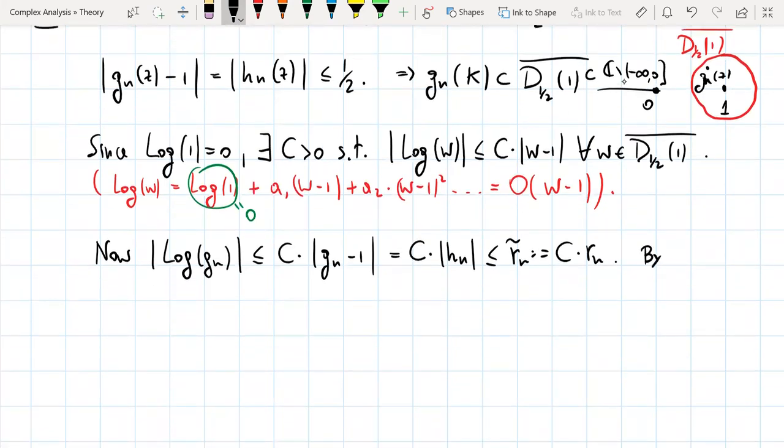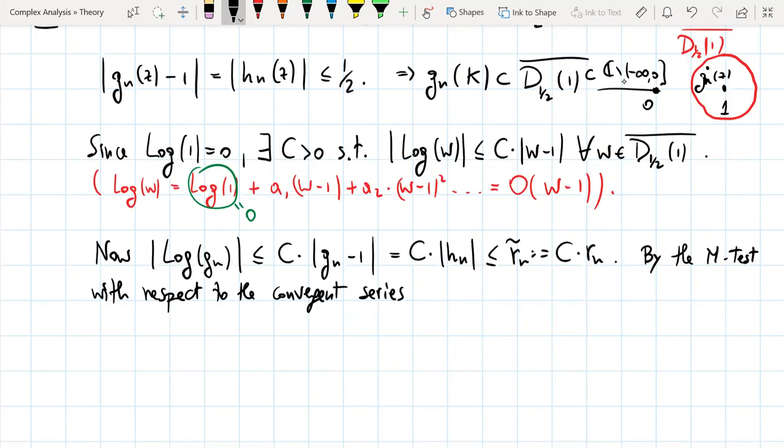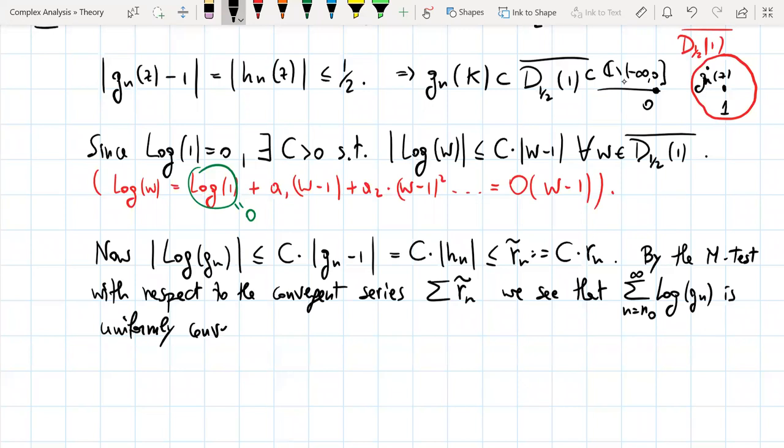So by the M test with respect to the convergent series sum of Rn tilde, we see that this sum, n going from 0 to infinity, is uniformly convergent on K.